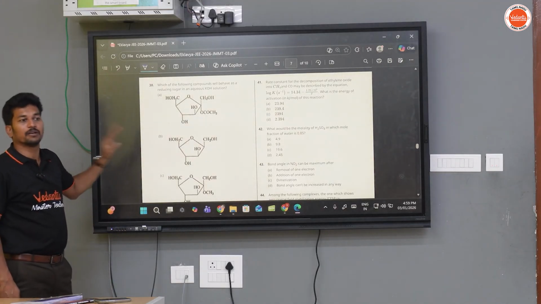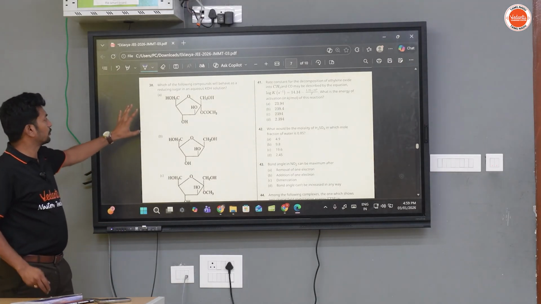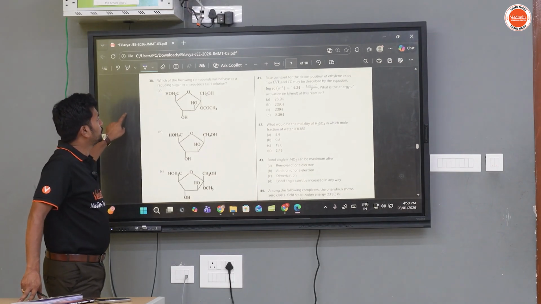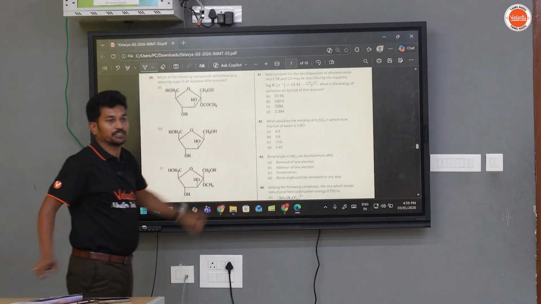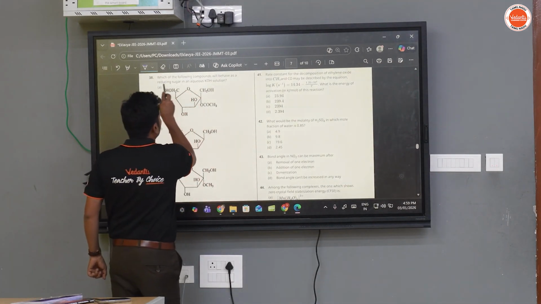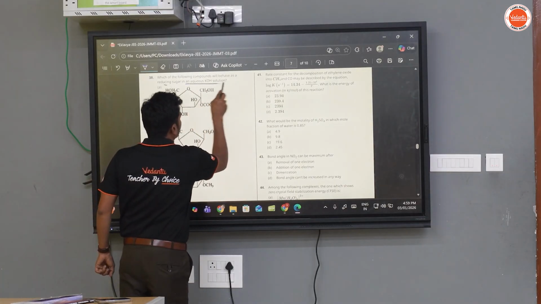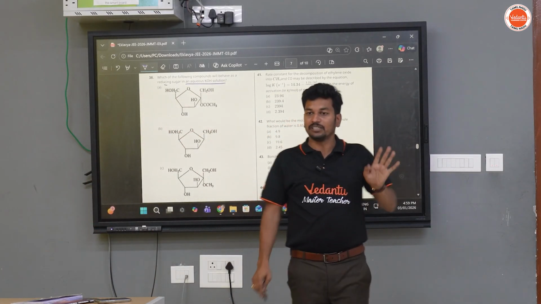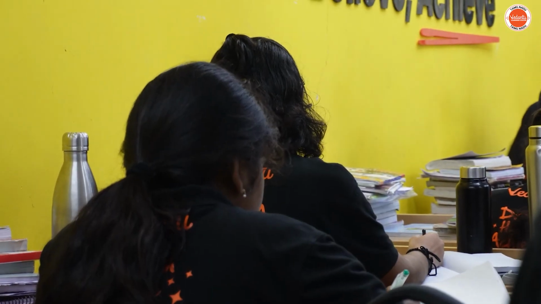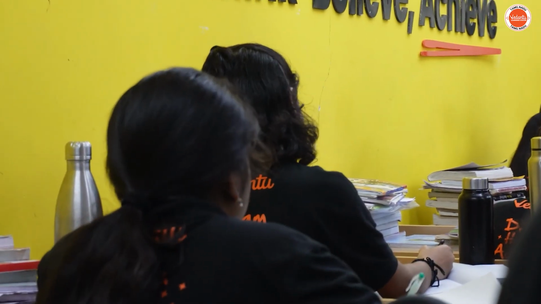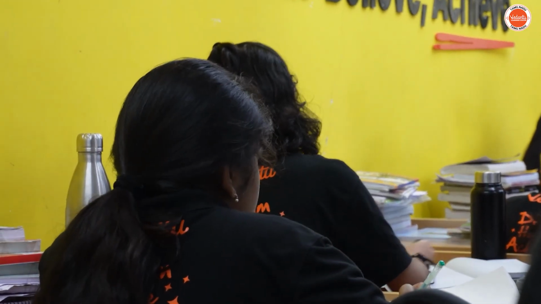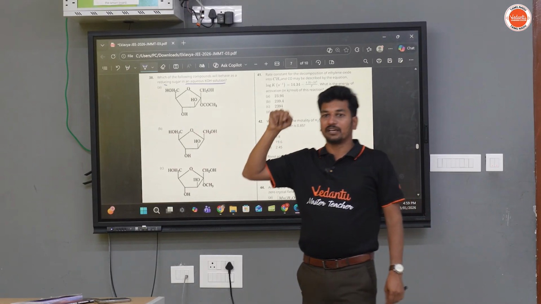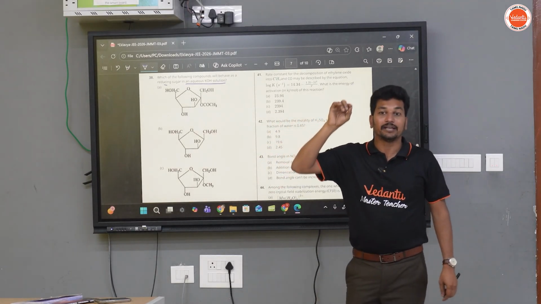Very simple logical question. If you look at the question, which of the following compounds will behave as a reducing sugar in aqueous KOH solution? They didn't ask directly which is a reducing sugar. They are asking about what? Reducing sugar in KOH solution. For example, if this aqueous KOH is not given, how to decide whether the given sugar is a reducing sugar or not?